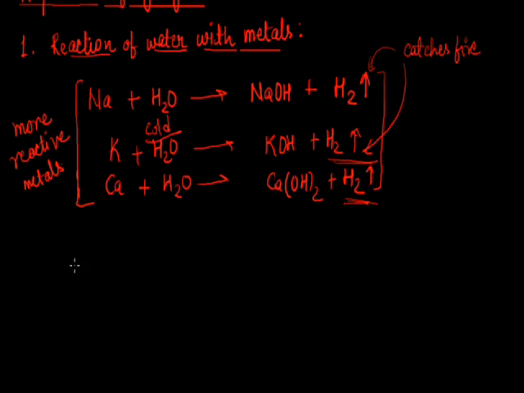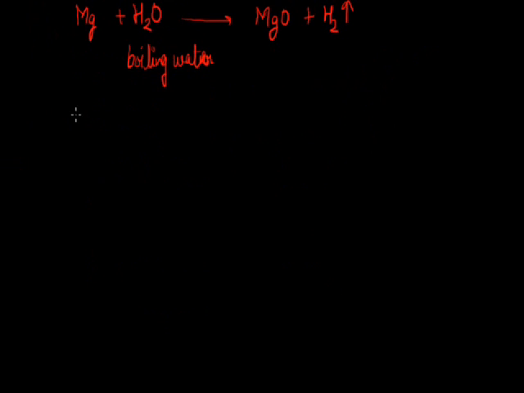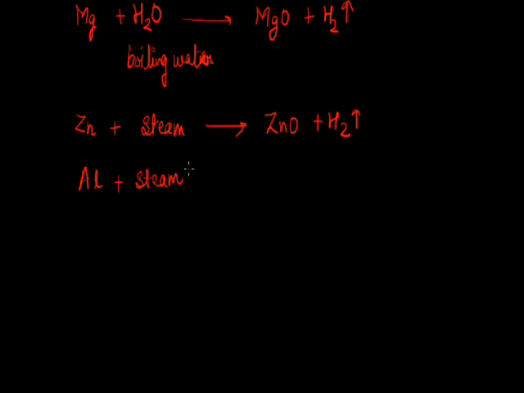If we go down in the reactivity series of metals, magnesium is less reactive than these above three metals, so magnesium reacts with boiling water and produces magnesium oxide and hydrogen gas. In case of zinc and aluminium, as the reactivity decreases, zinc reacted with the steam of water and produced zinc oxide and hydrogen gas, and aluminium also reacted with the steam, because the reactivity of zinc and aluminium is lower than the above metals, so the temperature of water must be raised for the production of hydrogen gas.